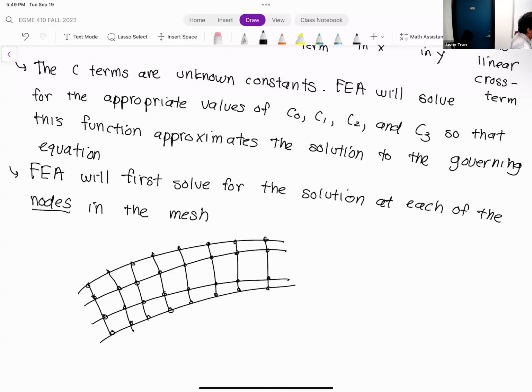And so when you look at your solutions in ANSYS, it doesn't look like the solution was solved at the nodes. You have a very nice color contour all throughout. What's happening under the hood is that even though the solutions are being solved at the nodes, for all the areas in between the nodes, the solution is being interpolated from those nodal solutions.